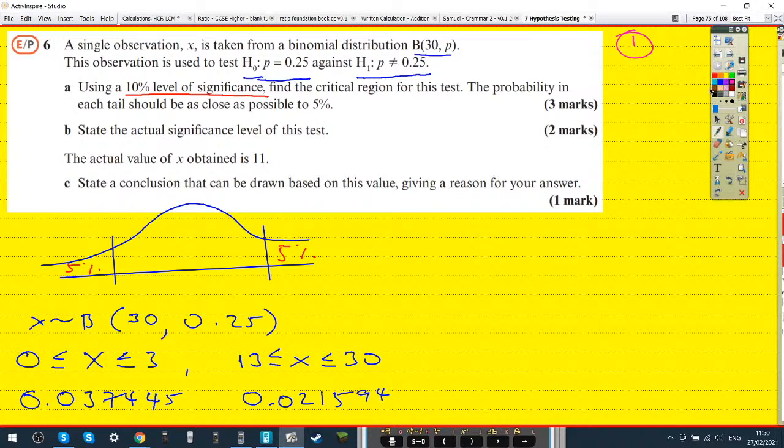Okay. So for this part, would you add the probabilities together, the answers? Correct. Okay.